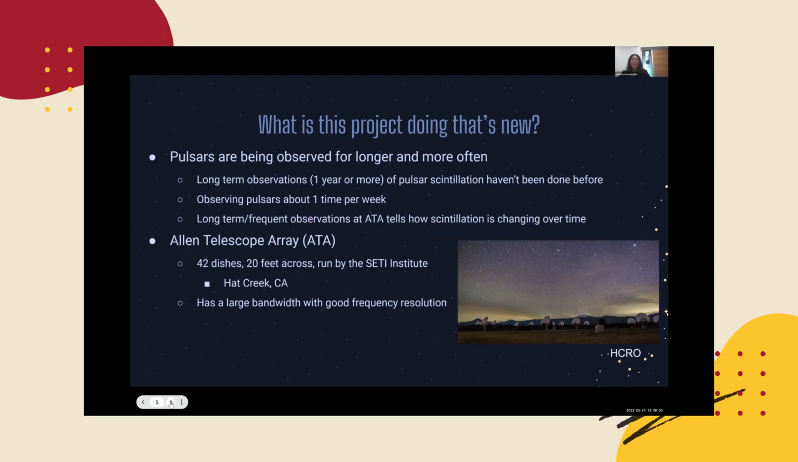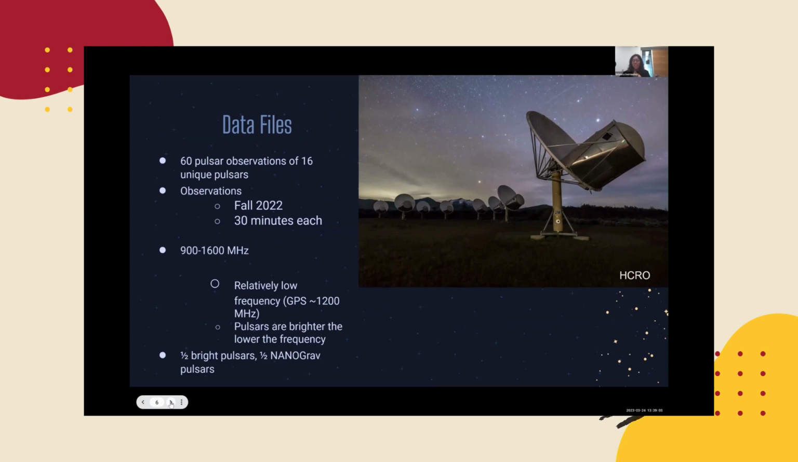Hello. So now that we know what pulsars and scintillation are, we can get into the data analysis portion of our research project. In fall 2022, we collected 60 pulsar observations, 16 of which are unique pulsars. Each ran with an interval of 30 minutes.